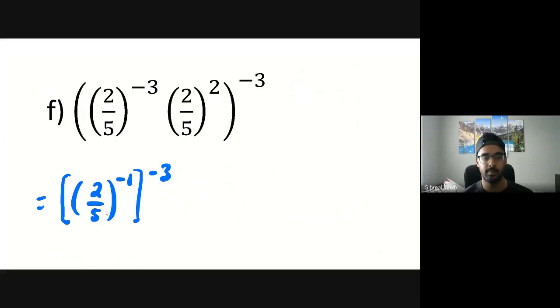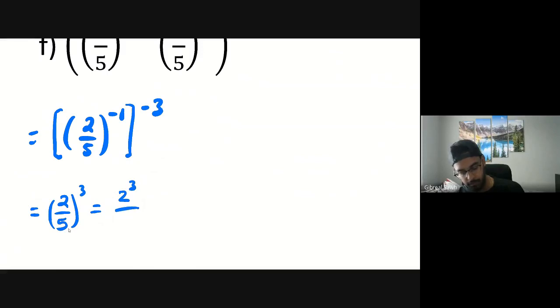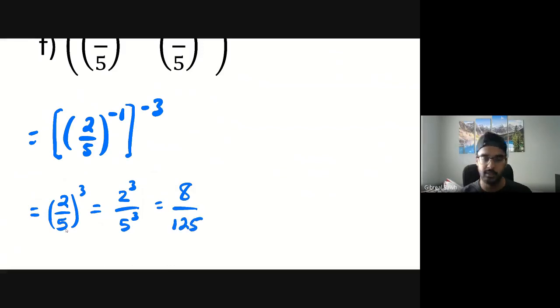Now this is really a power of a power rule. So I can multiply those exponents together now. So again, piece by piece, take it slow. And that's going to be +3. Negative times negative makes a positive. 1 times 3 is 3. Now I can apply that 3 into this quotient. So remember, our quotient law tells us it goes to the top and to the bottom. 2 cubed is 8. 5 cubed, 125.